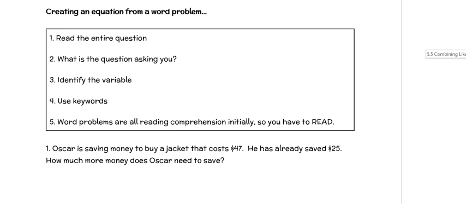So here are some steps that I thought of first for creating an equation from a word problem. Again, there's no formula for this. You have to read the entire question. What is the question asking you? Generally, what the question is asking is what the variable ends up being. Use keywords to identify addition, division, subtraction, multiplying. You're going to have to use those keywords that we discussed several weeks ago in class.